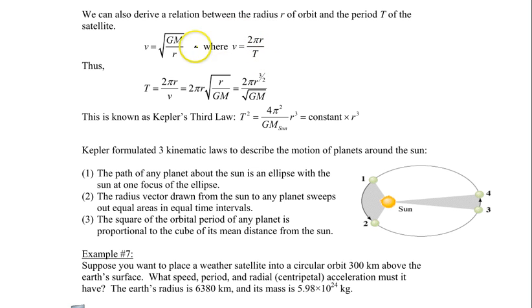So if we substitute that into the equation, 2 pi r over T, or rewrite it as T equals 2 pi r over v, we'll get the following expression, which is shown here. And this is known as Kepler's third law, which is shown right here below. You are responsible for knowing the derivation of this.